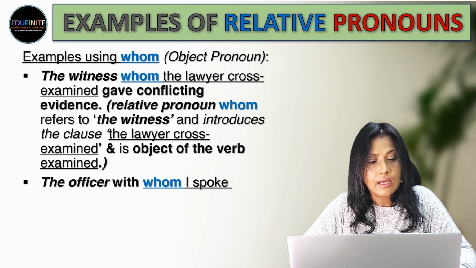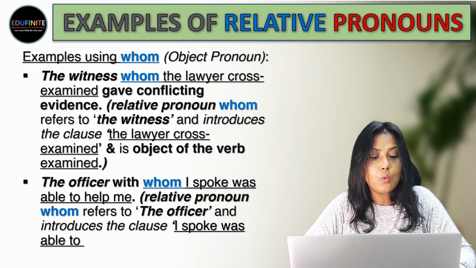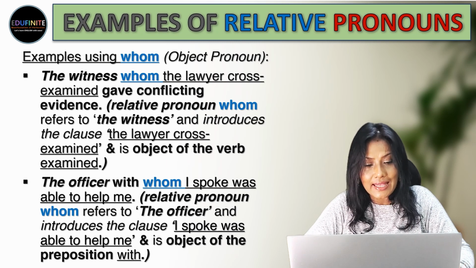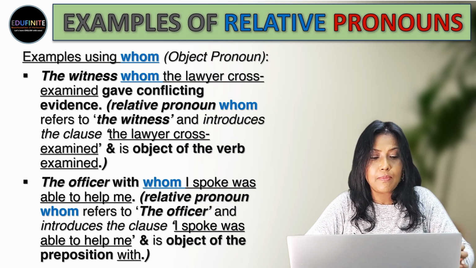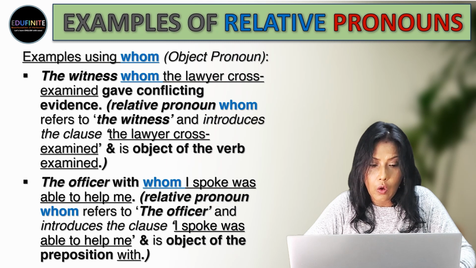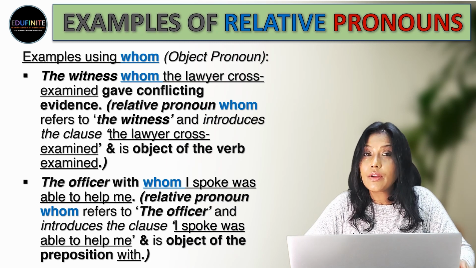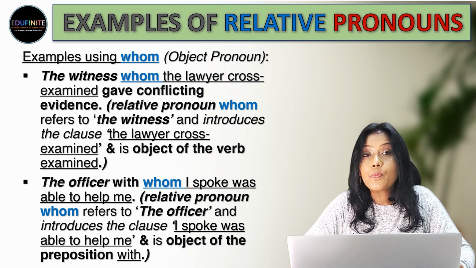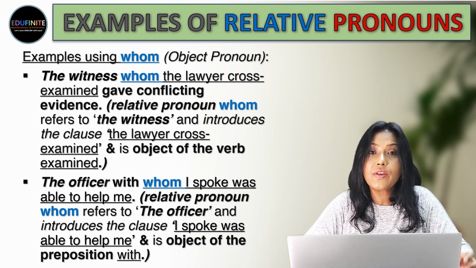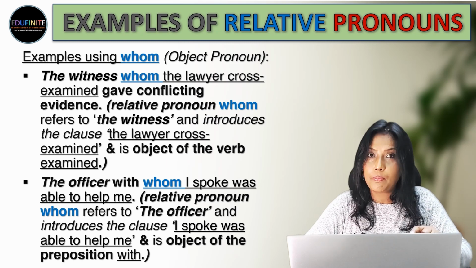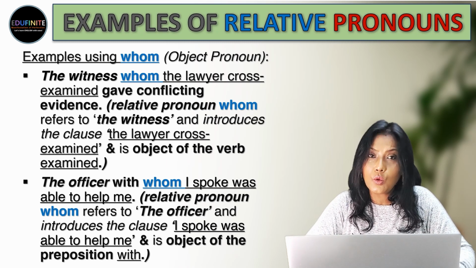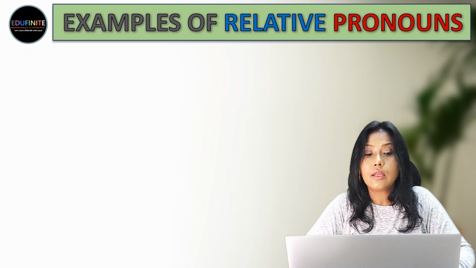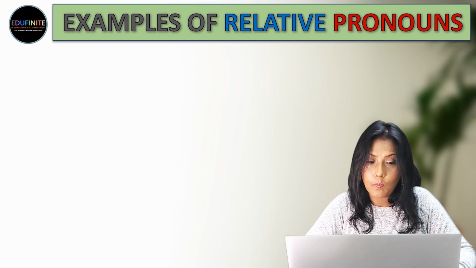Okay, the next sentence. The officer with whom I spoke was able to help me. So in this sentence, whom I spoke was able to help me is the relative clause headed by the relative pronoun whom. And whom over here is the object of the preposition with, the officer with whom I spoke. So whom over here is the object of the preposition. So these are the two ways how we can use the relative pronoun whom.